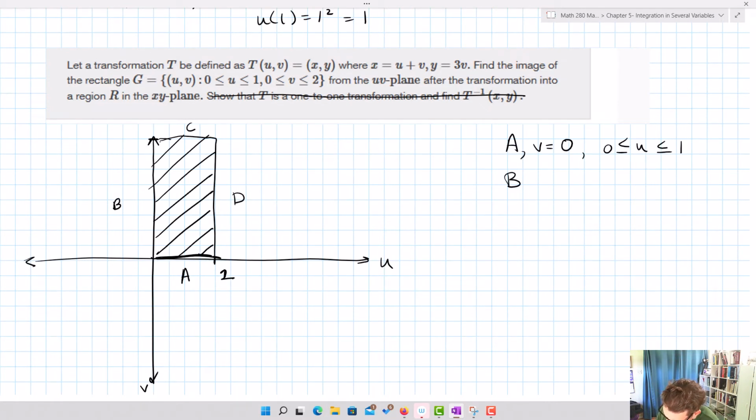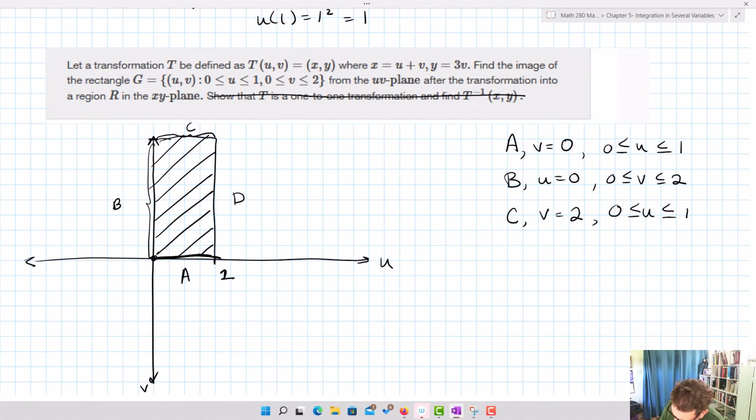I'll go down to B now. Consider B. B is going to have U equals 0, and V is going to be greater than or equal to 0 and less than or equal to 2, because V is going to go from 0 to 2. C region is going to have V equals 2, and then U is going to be greater than or equal to 0, less than or equal to 1, because it's a horizontal line. And then D is going to have U equals 1, and V is going to be greater than or equal to 0, less than or equal to 2.